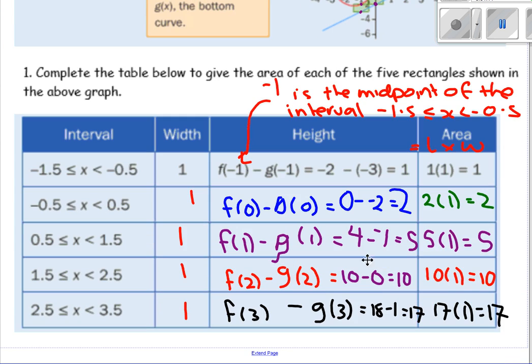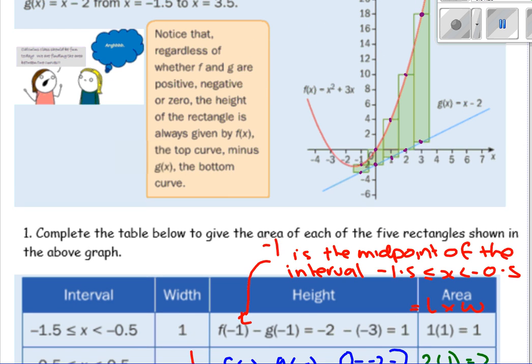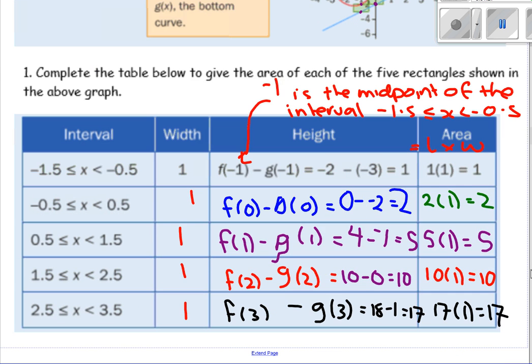So that's what we did there. We subbed in the midpoints of each category, and got the widths were all 1. These were all the respective heights of each of them. Notice that each rectangle was getting bigger from left to right, so that's why the numbers are getting bigger from left to right. And then length times width to get these ones.